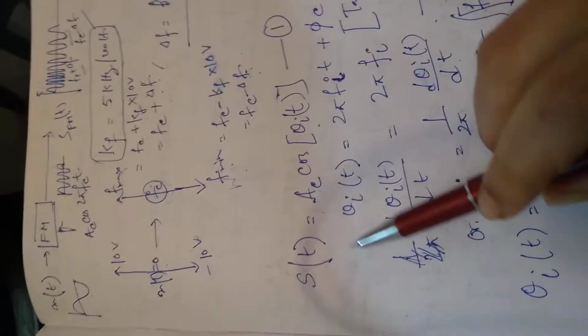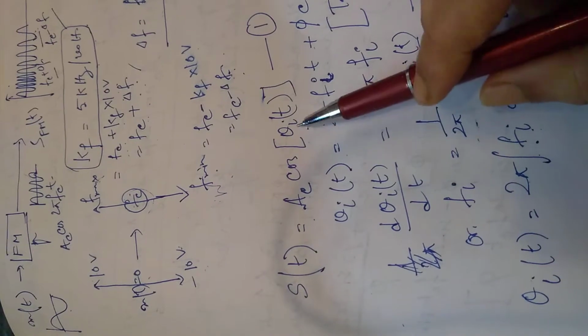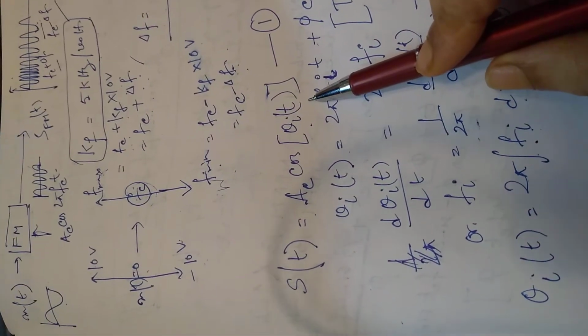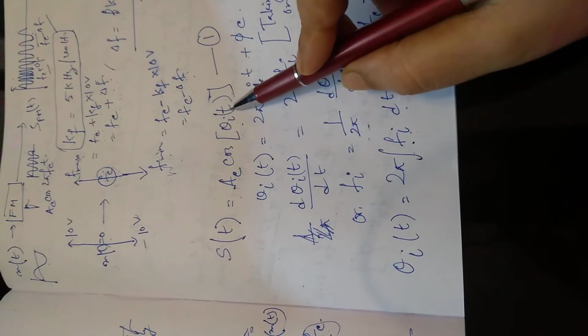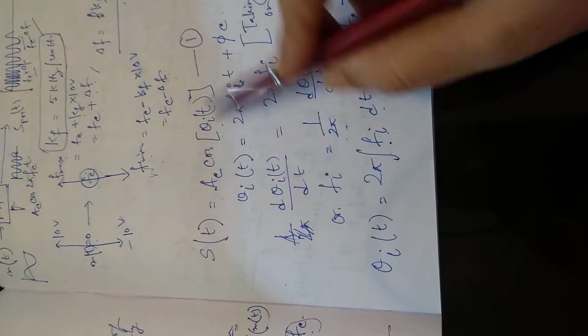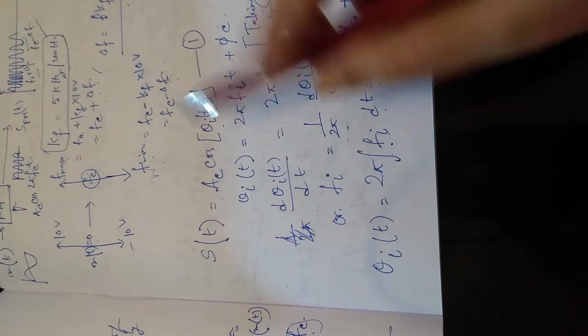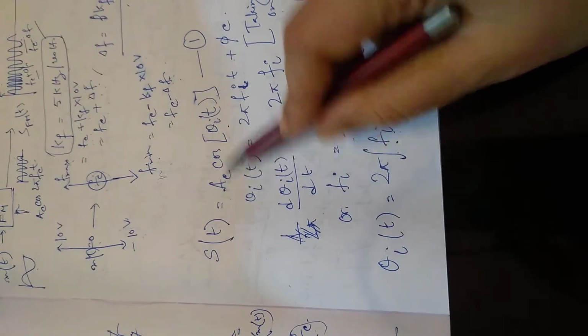Now s(t) is equal to Ac cos theta(t), that is the angle modulated signal equation, where I will show you how this angle will be modulated, and after doing the modulation of the angle I will append that modulated angle part here.